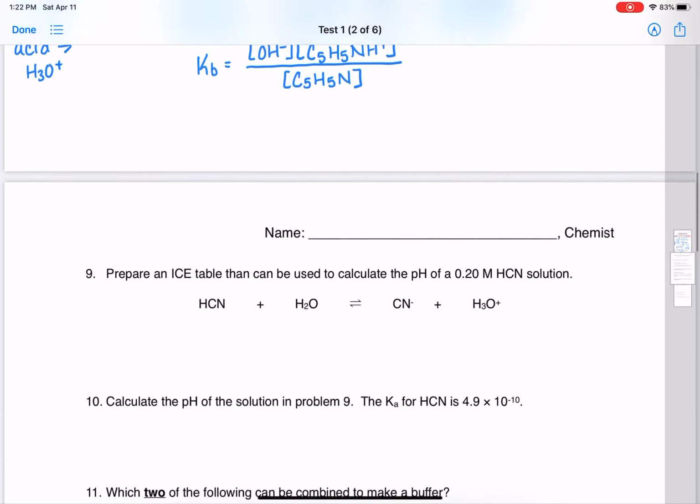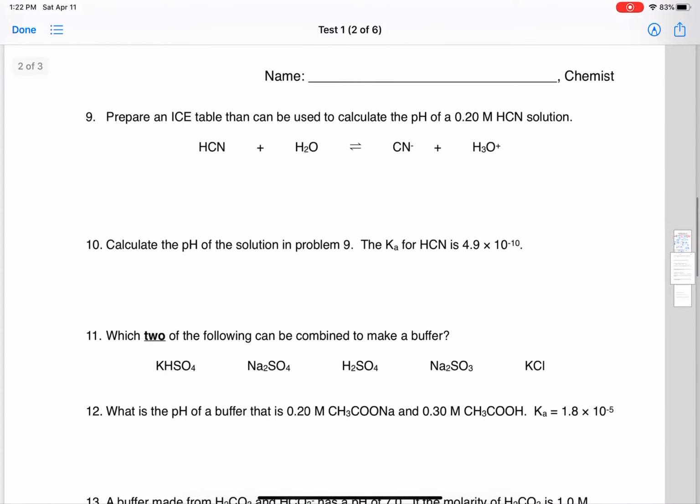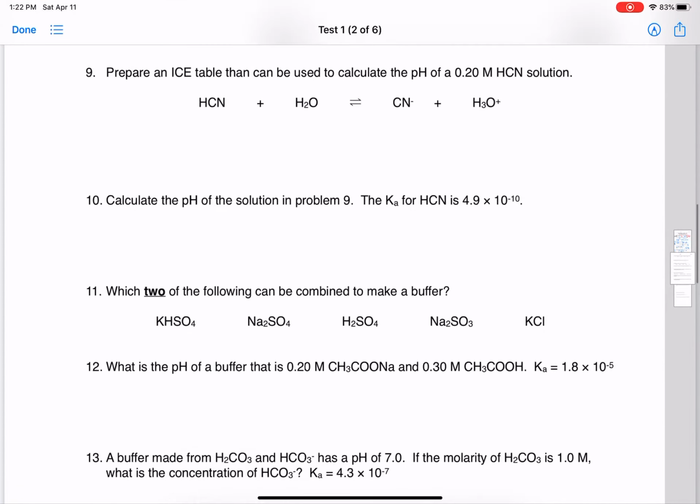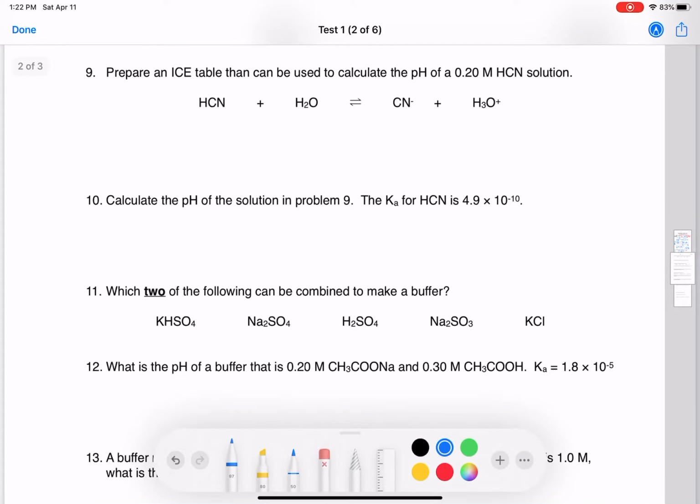So now we're going to make an ICE table. Just make the ICE table. We're not actually going to do anything with it. We're just preparing it so that we could use it to calculate the pH of this solution. Our solution, it says HCN is 0.2 molar. Remember, we don't do anything with water in here.